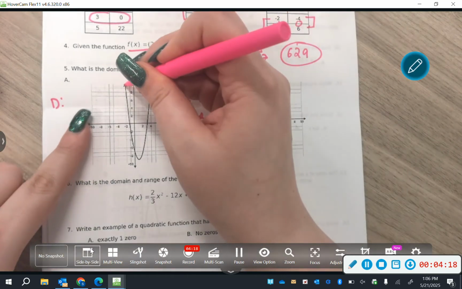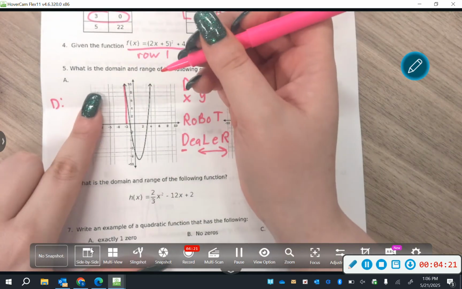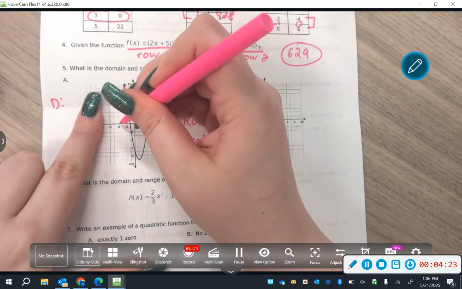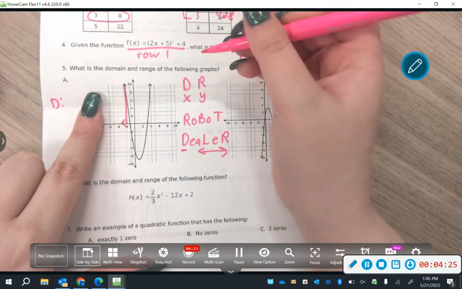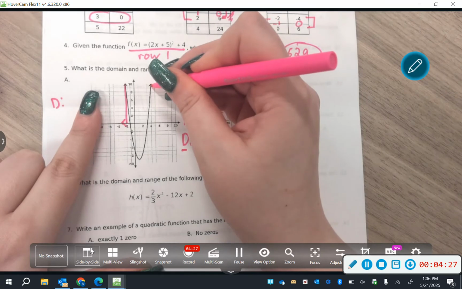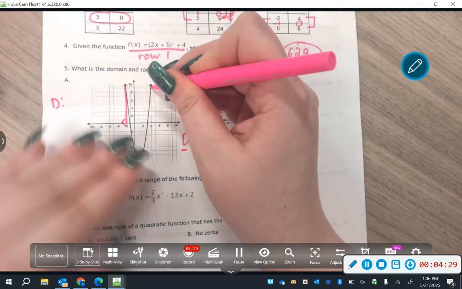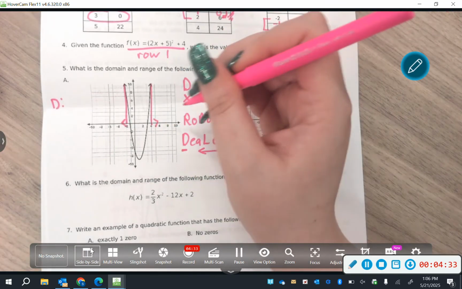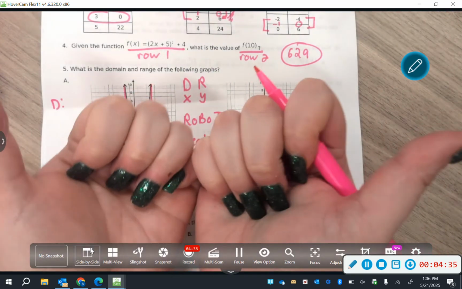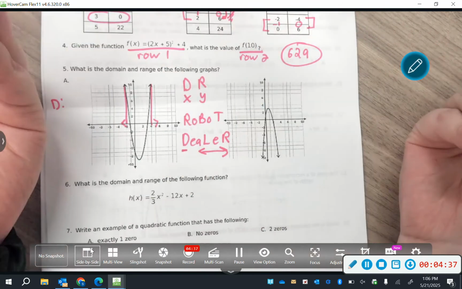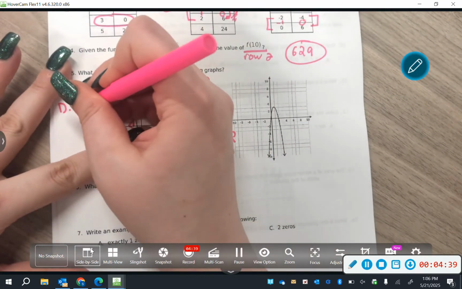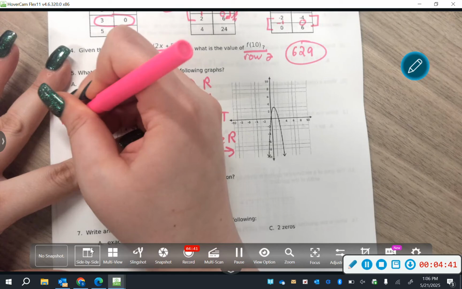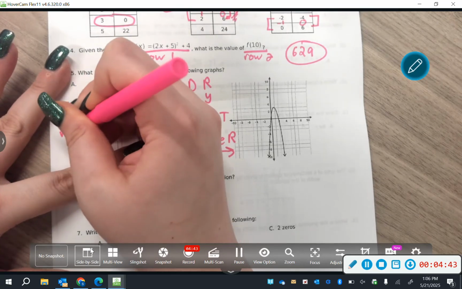Well, if I'm looking here, there's nothing actually stopping this graph from going to the left. It has an arrow. It's going to keep going. Same thing over here. Even though this is only part of the picture I can see, there's an arrow here. It's going to keep going to the right. So there's nothing stopping it from going left or right. It's just going to keep going. We call that all real numbers.